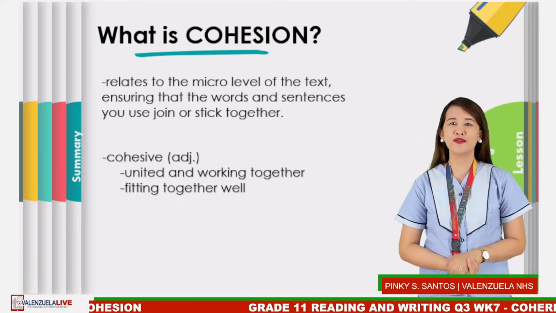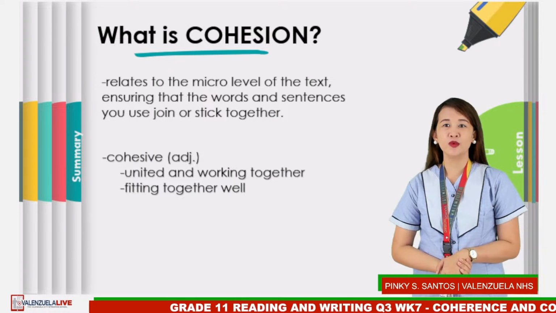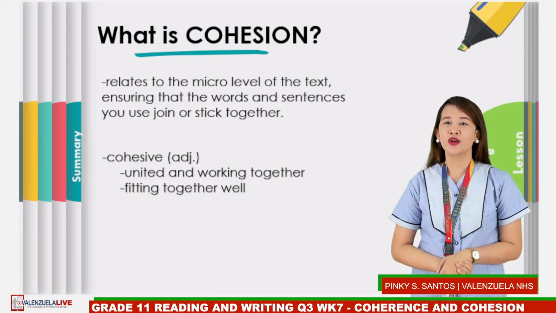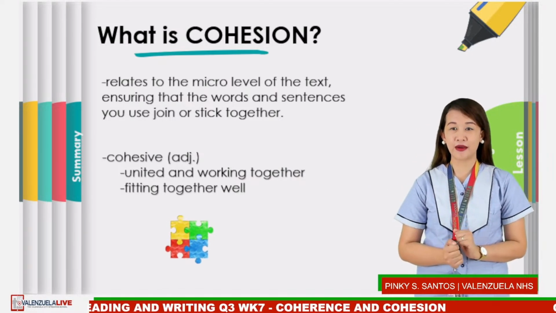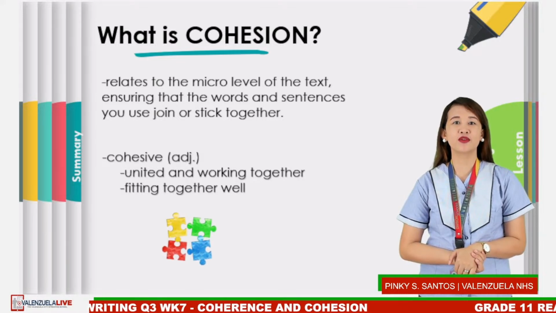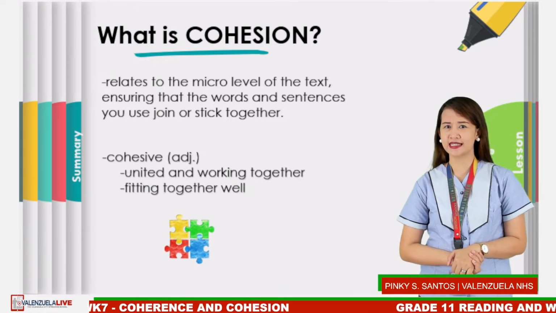You can think of cohesion like pieces of a jigsaw puzzle, which need to fit together perfectly. Remember, cohesion is the key to having a coherent paragraph. Once your paragraph or text has good cohesion, it creates coherence. Now, what is coherence?